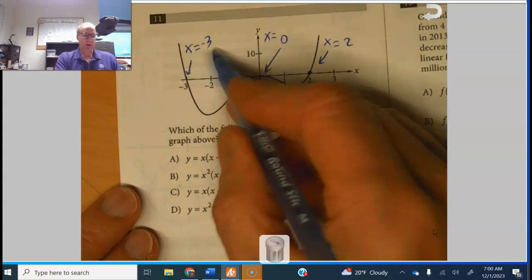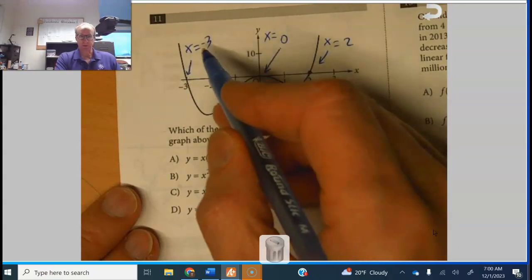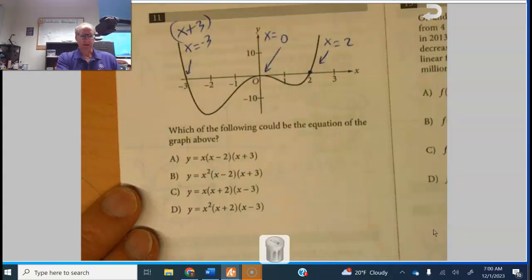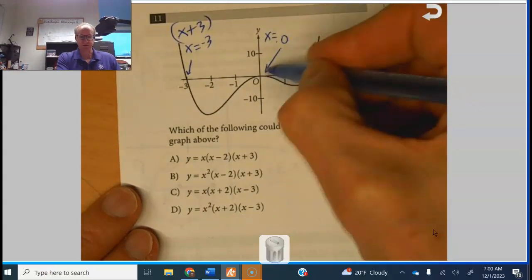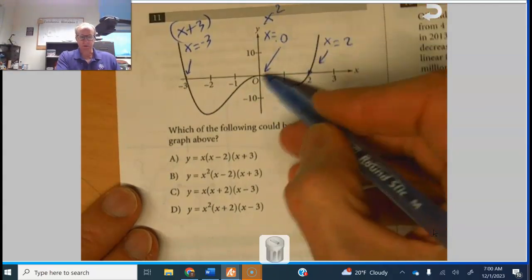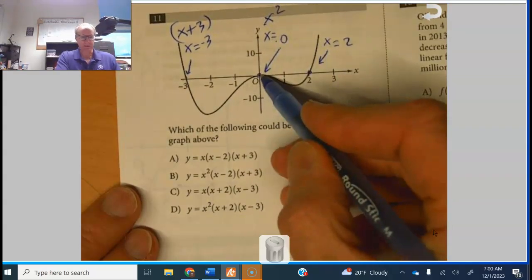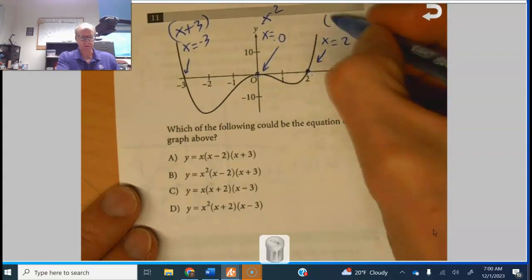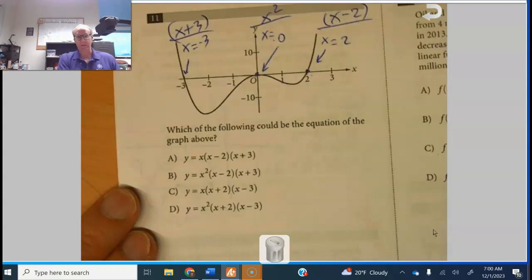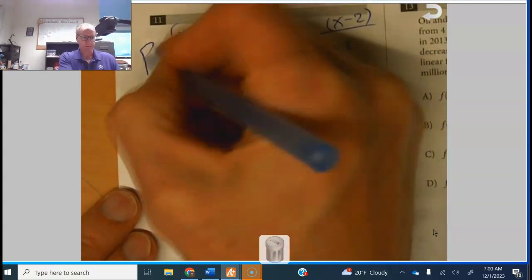The roots make the factor 0. So one of the factors of this is x plus 3. And another factor is, actually there's 2 factors of x, because a double root, there's always 2 of them, because it touches at just one point. And this one is a single root, so it's x minus 2. So I just multiply these together, and I already know what my polynomial looks like. And there it is. B is the answer.